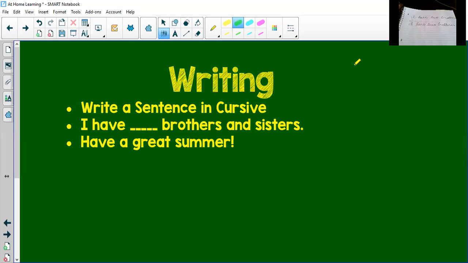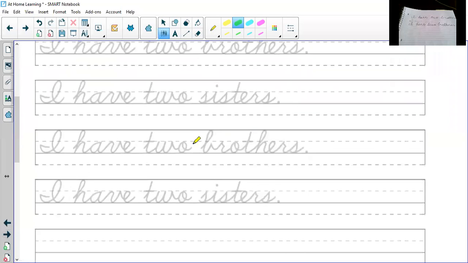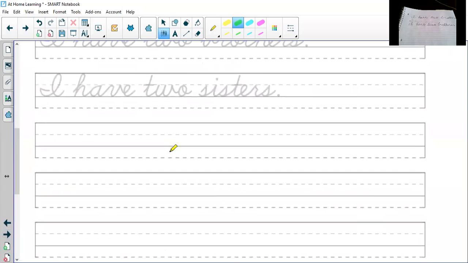All right, guys. And for our writing today, we're going to be writing a sentence in cursive. Your sentence is, I have blank brothers and sisters. I put have a great summer because I might do that one as an extra one. For the cursive, you can actually have a sheet like this. It says, I have two brothers, I have two sisters.